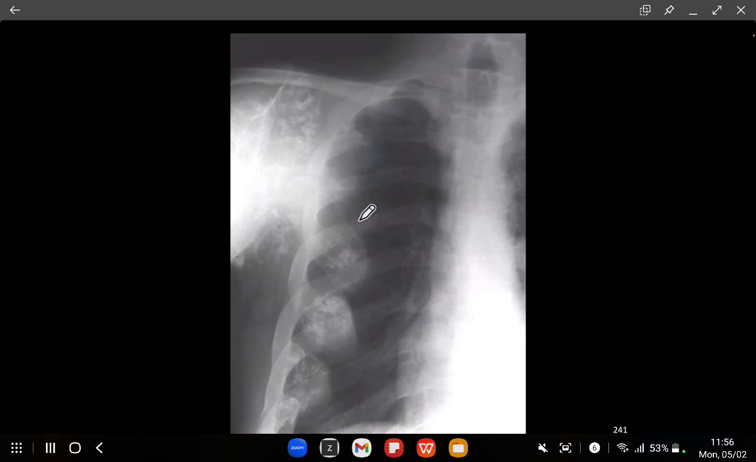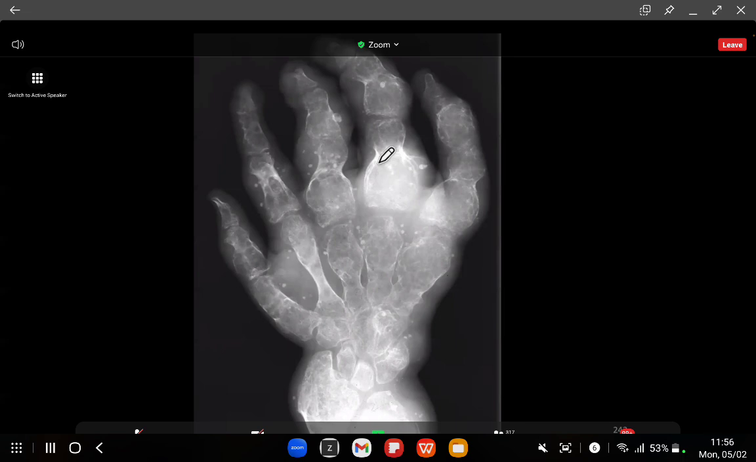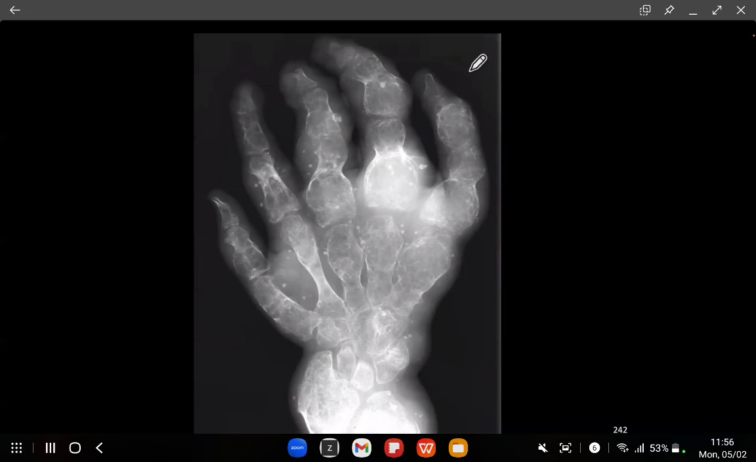Okay, costochondral junction, popcorn calcification at the costochondral junction. There's lots of popcorn calcification in the scapula. Looks like an enchondroma, and there's multiple enchondromas. So Ollier's disease, except when you do the hand X-ray, it's not Ollier's disease, it is Maffucci's.